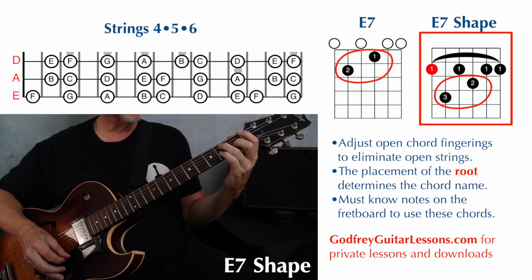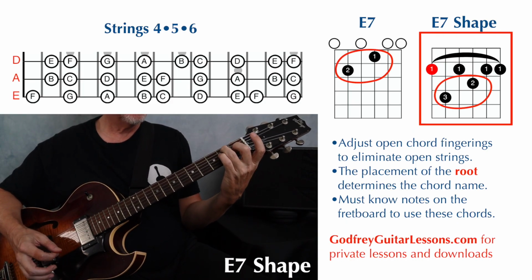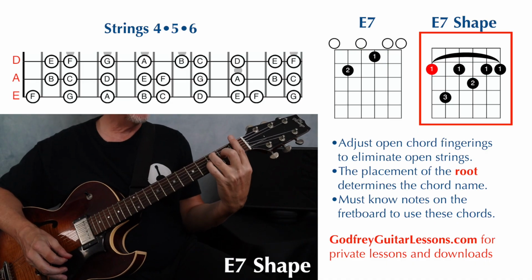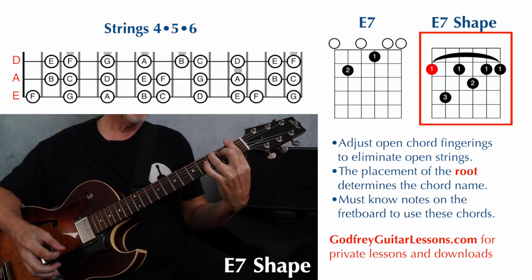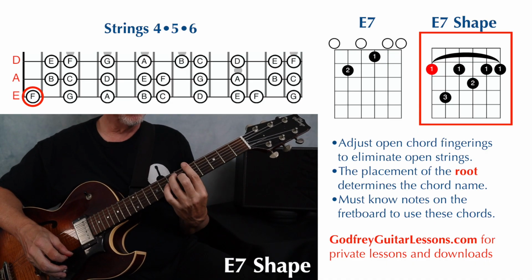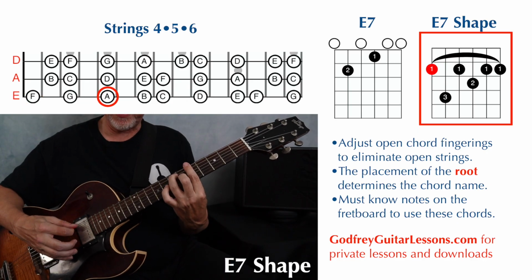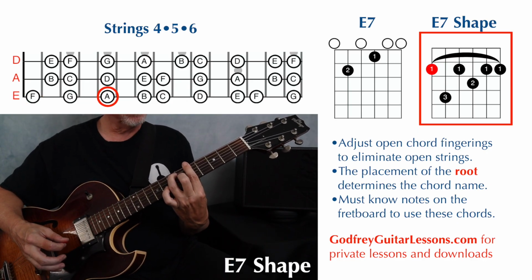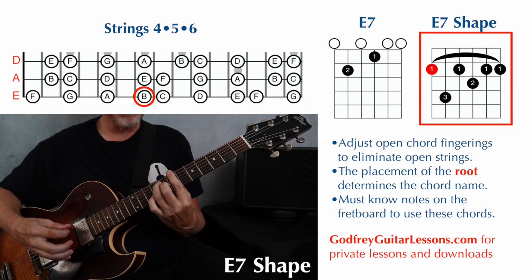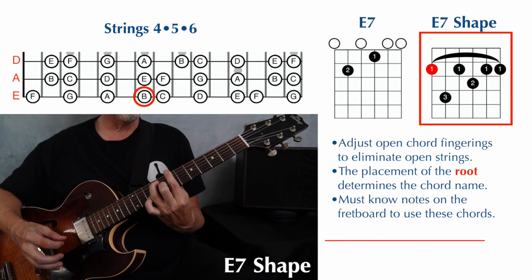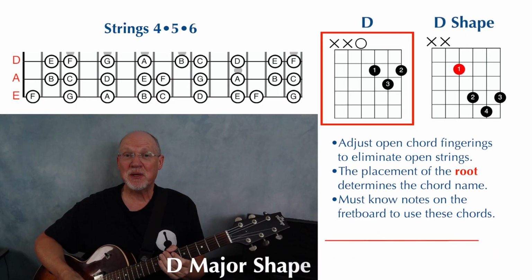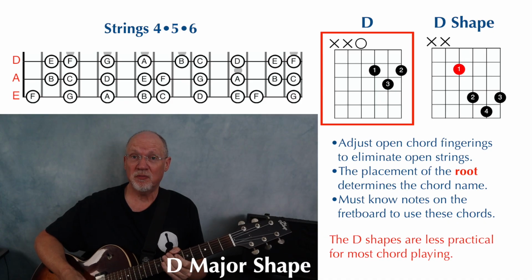Play those notes with fingers 2 and 3, 1 fret higher, and then first finger bars. You have yourself an F7 now. We could move it up to the 5th fret. We have an A7, move it to the 7th fret. You've got a B7. I don't use the D shapes very often when I'm playing accompaniments.